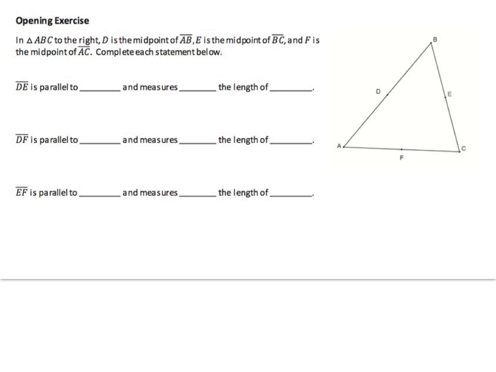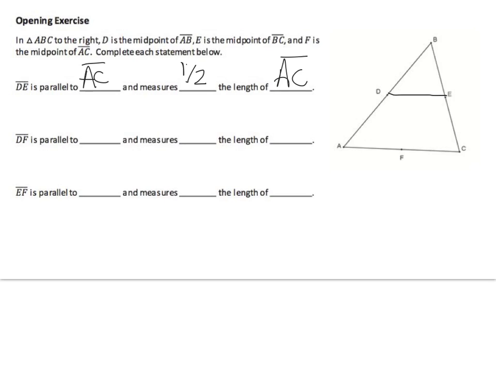In triangle ABC to the right, D is the midpoint of AB, E is the midpoint of BC, and F is the midpoint of AC. Complete each statement below. Segment DE, see if I can draw it, is parallel to segment AC and measures half the length of AC.